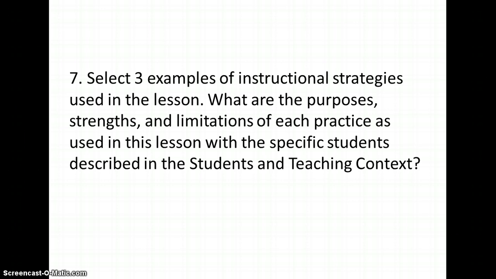For a 3, the difference in the rubric is that you are describing instead of in general terms but in more specific terms, and you're also directly relating information to the students' backgrounds and language abilities as described in the students in the teaching context section. Again, there are some examples of what you can write for this question in the study guide.